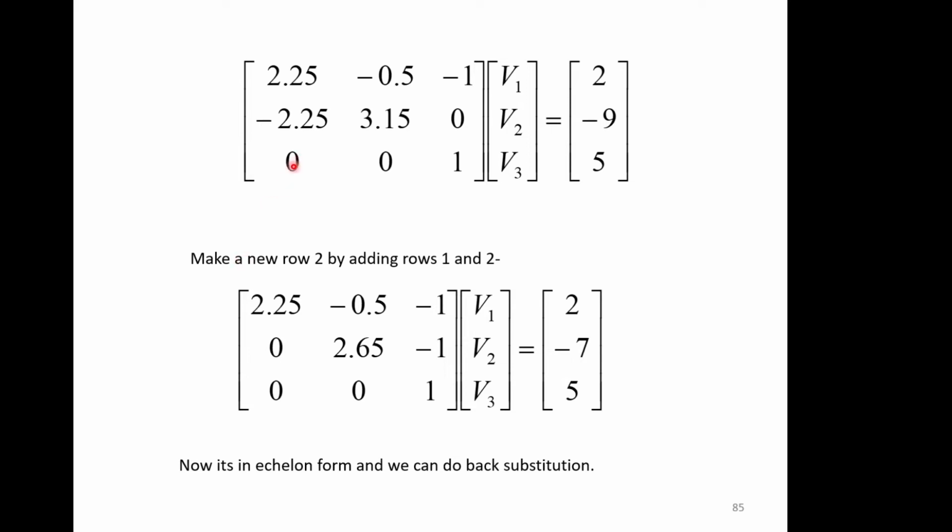And here are the steps if you want to work it through. Make a new row by adding rows 1 and 2, and we end up with this new equation. And now it's in echelon form, so remember it's increasing numbers of noughts, and we can do back substitution to get to our answers.